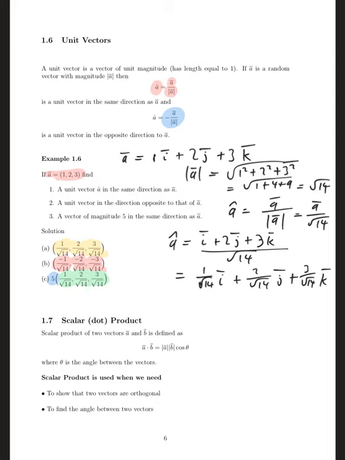So that's the nice thing about unit vectors, is that you can get a unit vector in a particular direction, and then you can get vectors of various lengths or various magnitudes in the same direction as the one you started with. So that's unit vectors, and we'll leave it there for now.